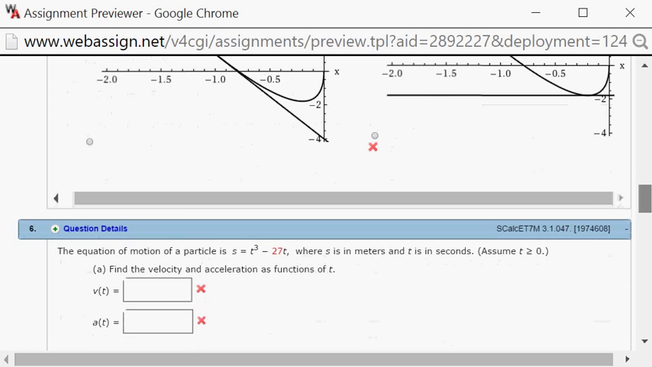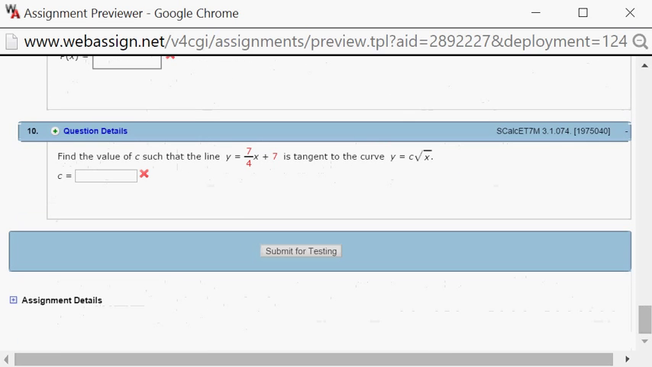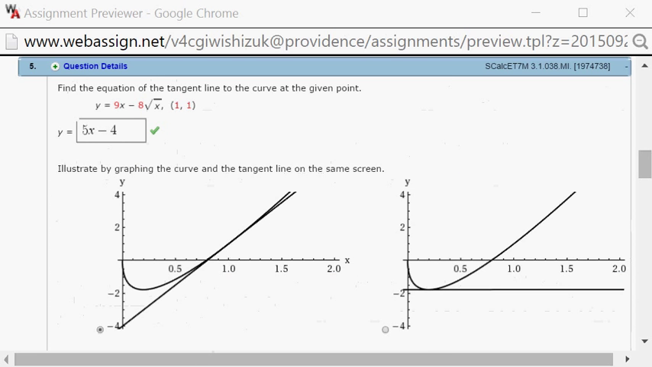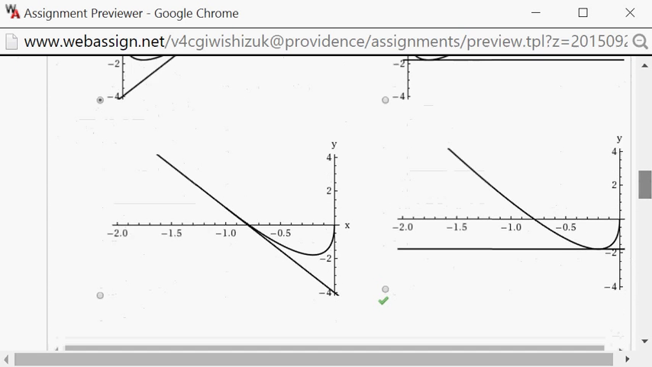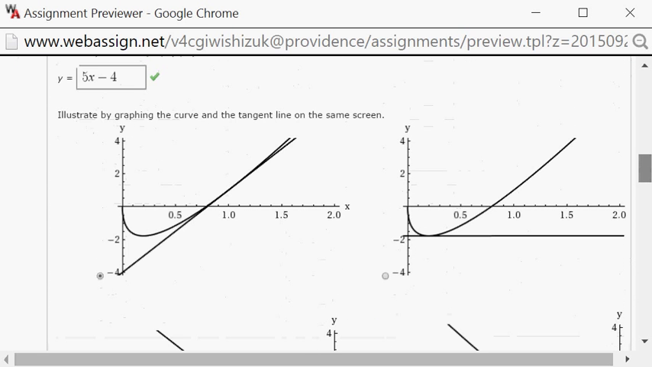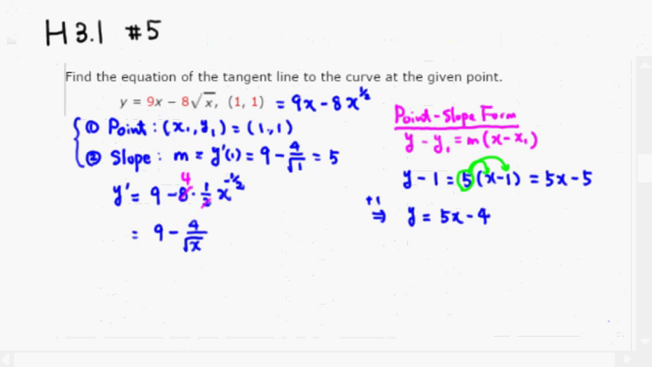Alright, let's submit for testing. I came back and it looks like we got the tangent line correct, and also the graphs correct. That's it. I hope that this was clear.